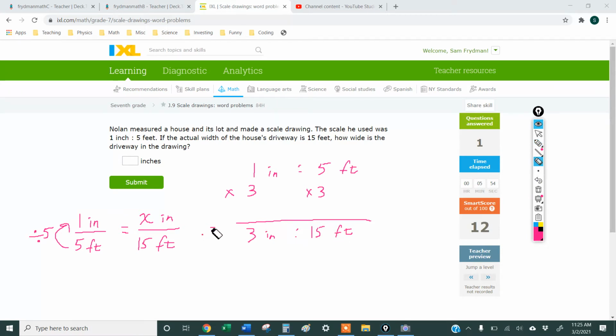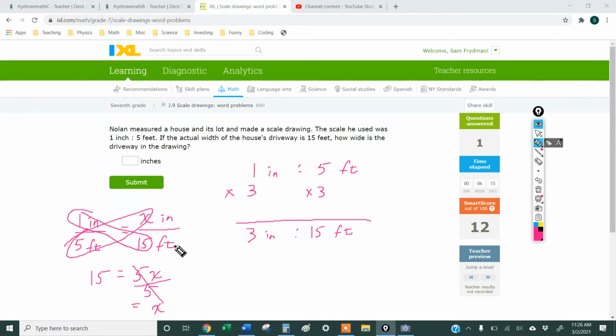And another way that we could solve this proportion over here is to cross multiply and say 15 times 1 is 15, then put an equal sign. 5 times x is 5x, and then divide both sides by 5 to cancel this out and get the x by itself. Okay, 15 divided by 5 is 3. So that's another way. So what did I just show you there? I think I showed you 4 different ways of answering this question. So I think that's plenty. So it would be 3 inches on the drawing if it's 15 feet in real life.